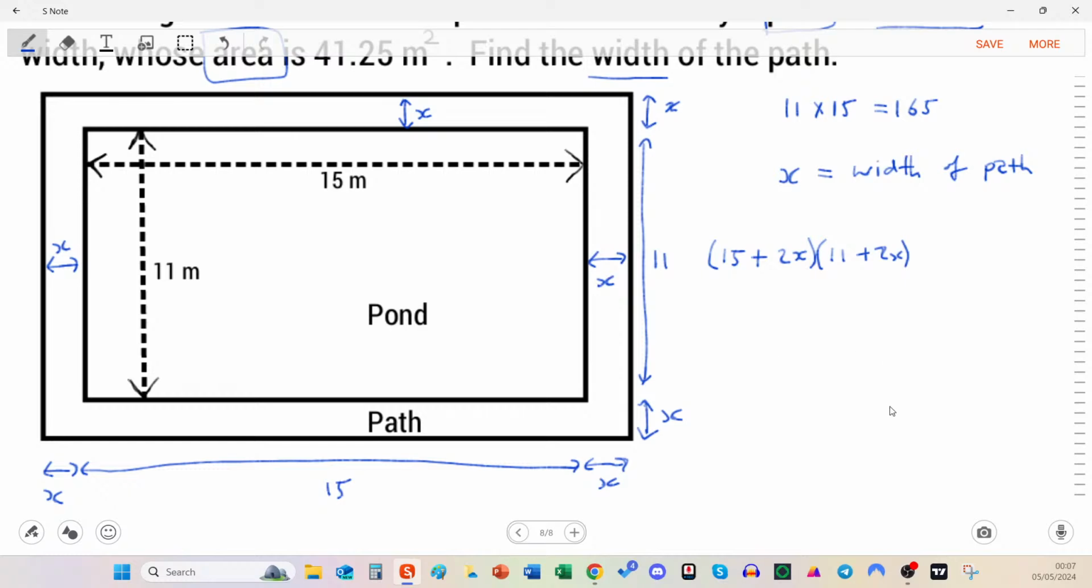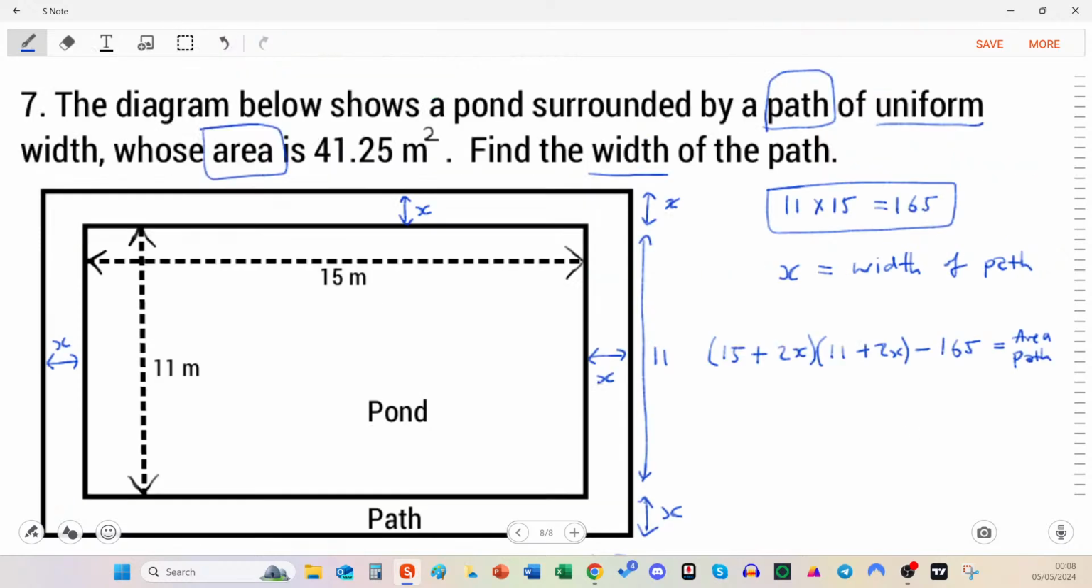And then we're going to take away the center part, which we've just found up here, which is the area of the pond. And that will give us an expression for the area of the path. And we're told that the area of the path is equal to 41.25. So we have that 15 plus 2x, 11 plus 2x, take away 165, equals 41.25.